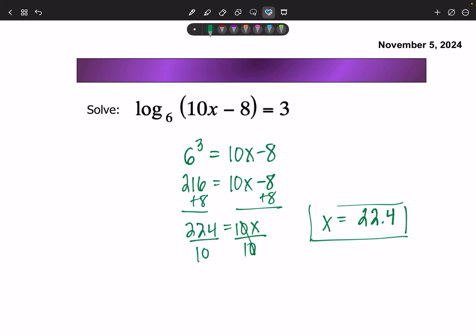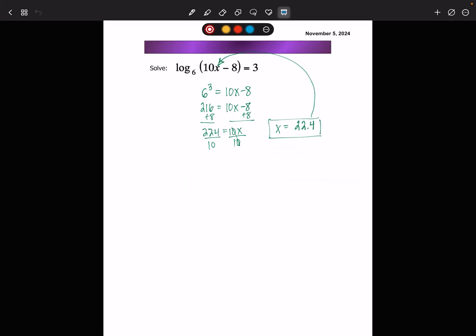When I plug it back in, 22.4 times 10 is 224. 224 minus 8 is positive. So that is indeed a solution. So 3 different types of equations that you'll be solving, and this concludes the last video.